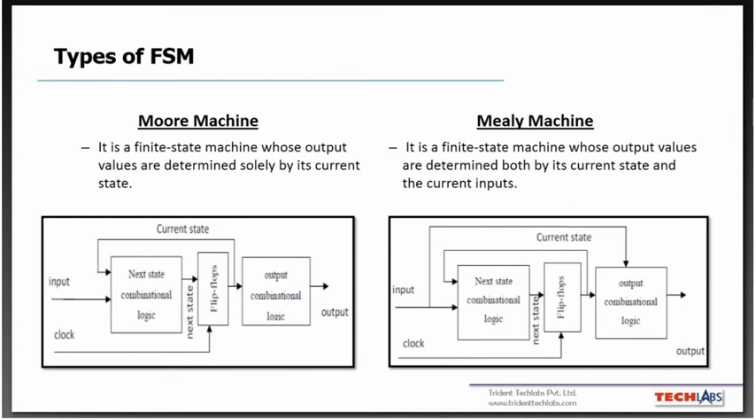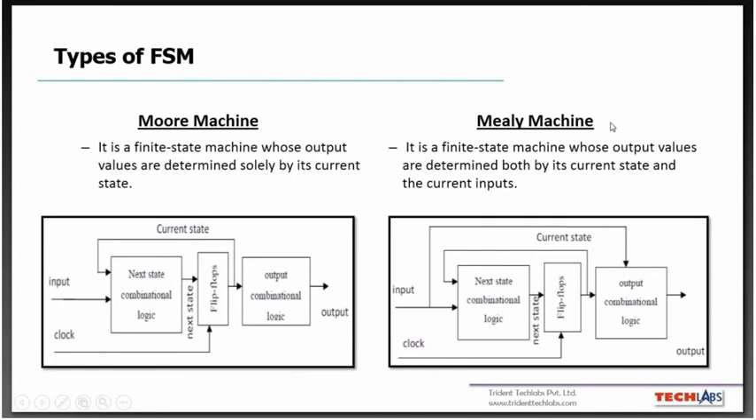Basically, in finite state machines, we have two types of machines. One is the Moore machine and the other is the Mealy machine. What exactly is the difference between them? A Moore machine is a finite state machine whose output values are determined solely by its current state, which means the output, as you can see in the diagram, depends only on the current state. It does not depend on previous inputs, etc.